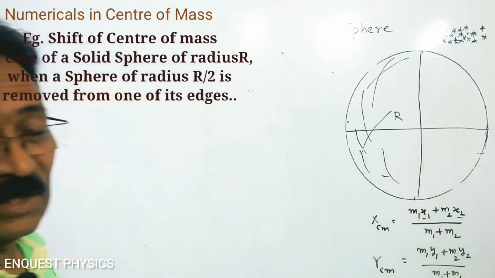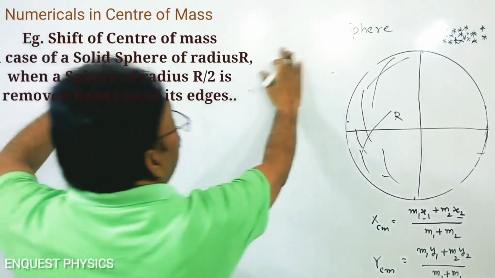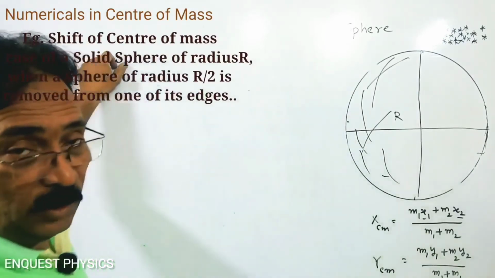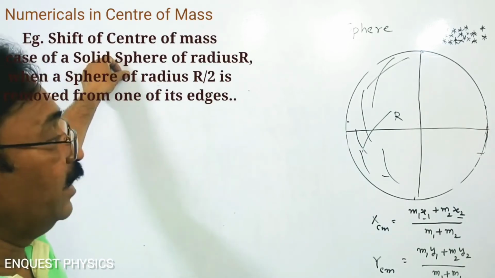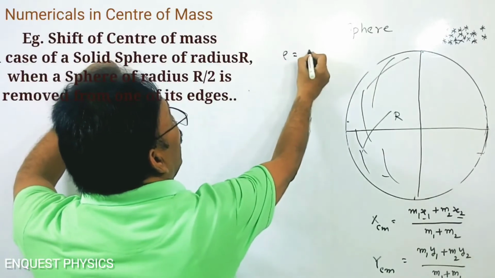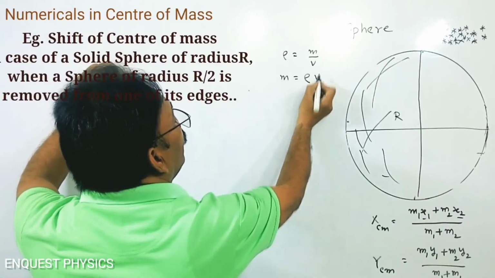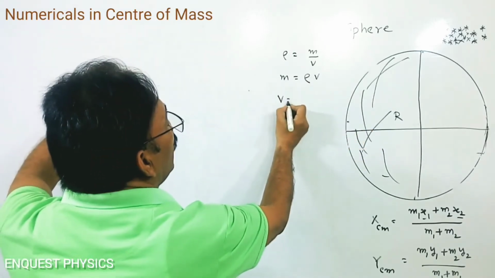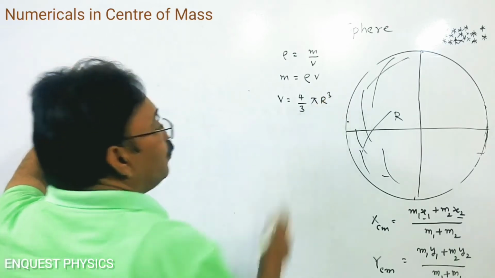How do we find the center of mass? You know that the density is uniform, that is d, and the radius is r. Density is equal to mass upon volume. We said mass is equal to rho v. It is a sphere. You know that the volume of the sphere is equal to 4 by 3 pi r cube.